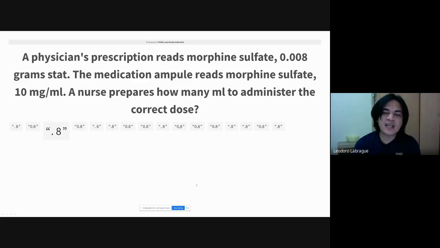Okay, very good, Diana. She is correct in saying that the first step should be conversion. And she converted 0.008 grams to milligrams by multiplying it by 1,000. So that would be 8 milligrams. So 8 milligrams divided by 10 milligrams multiplied by 1. So the answer is 0.8. Very good. Okay. Thank you so much for all your answers.